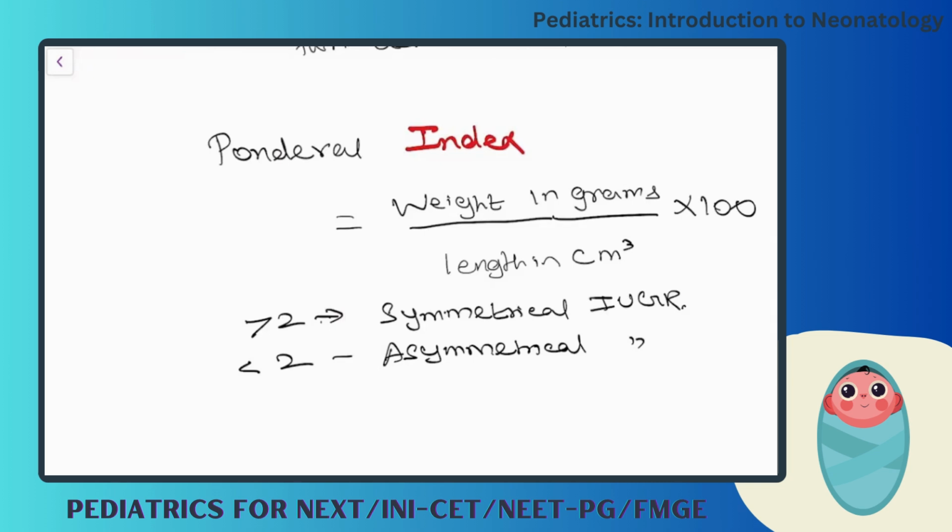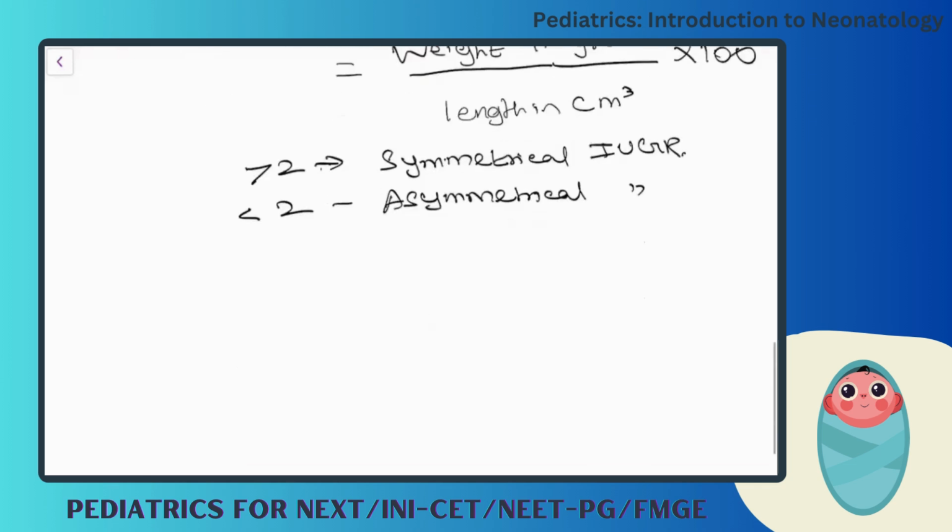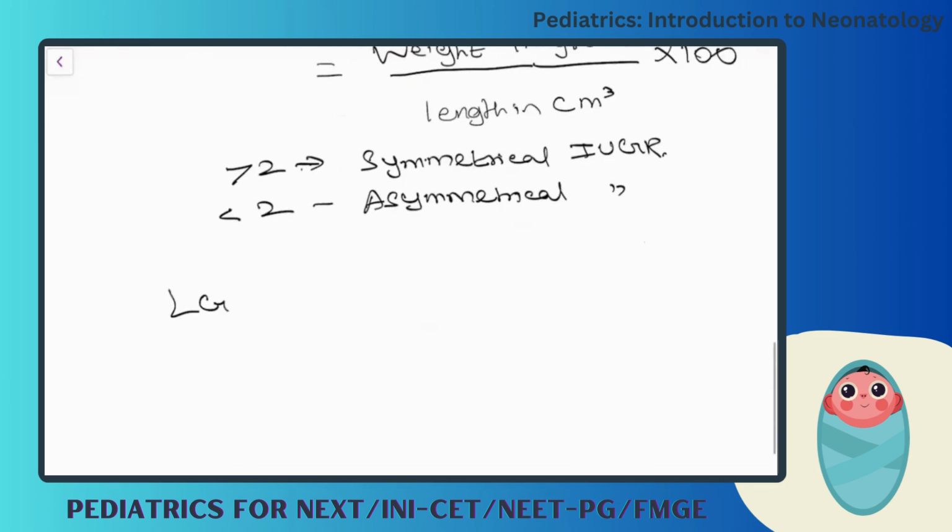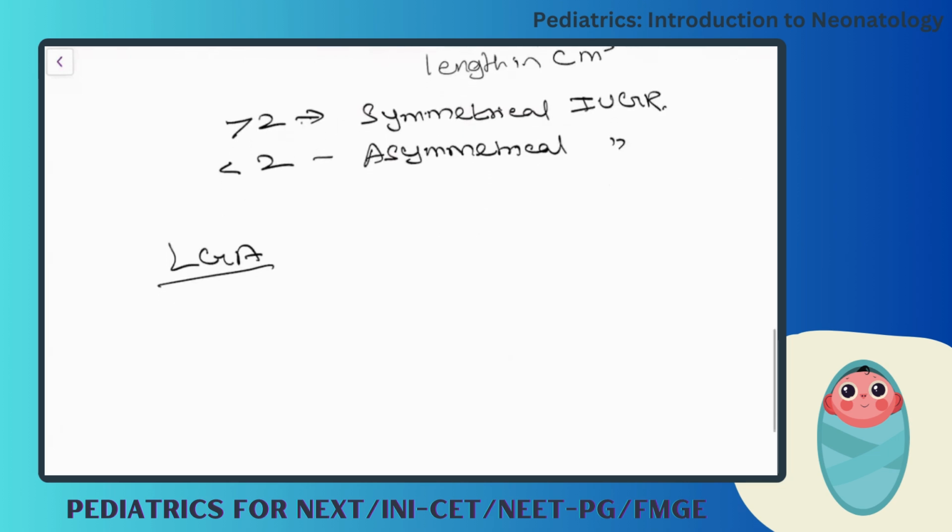So what we learned about SGA: just minor, some small topics. We learned IUGR and how to differentiate between asymmetric and symmetric, and which is a good prognosis and bad prognosis. Now we'll learn simply about LGA. LGA is large for gestational age. So birth weight is greater than the 98th percentile. Simple definition.